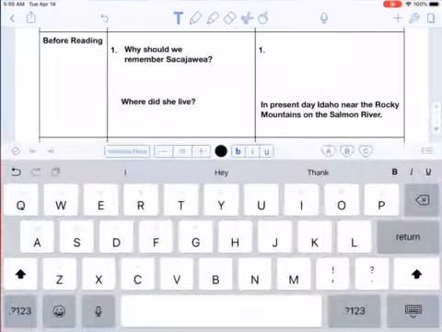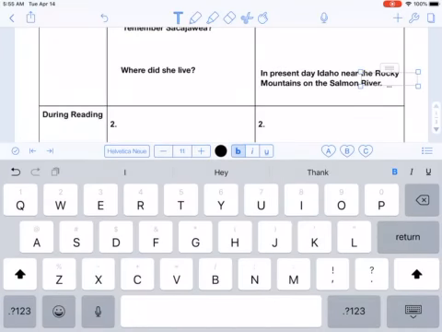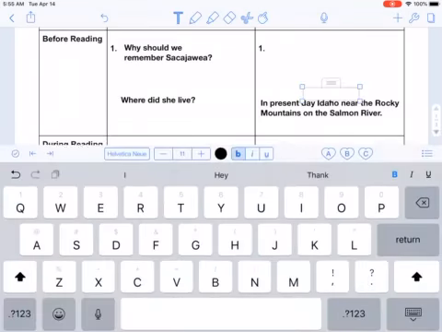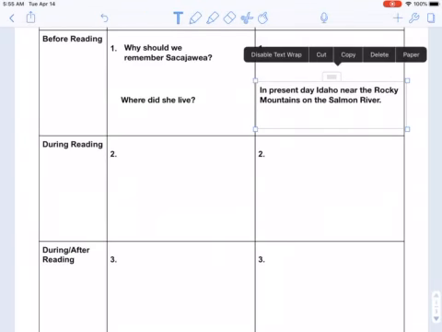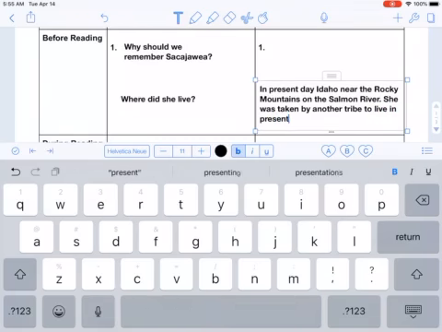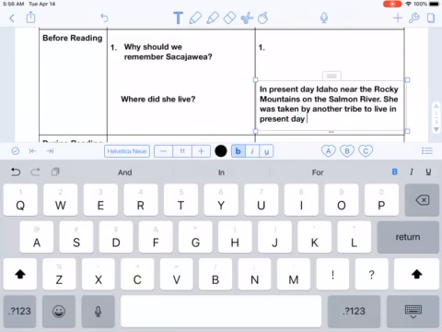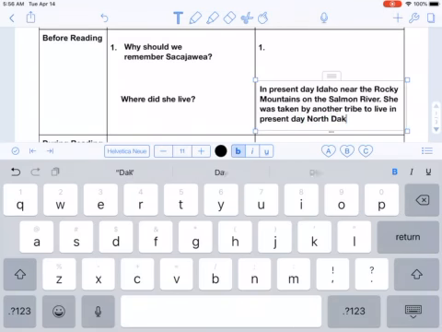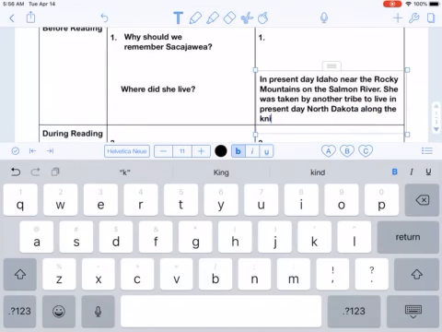So I'm going to have to change this, because where else did she live? Well, she actually moved then. Not by choice, because she was taken by another tribe to live in, again, North Dakota was not a state at this time, but that's where she was taken. Along the Knife River.